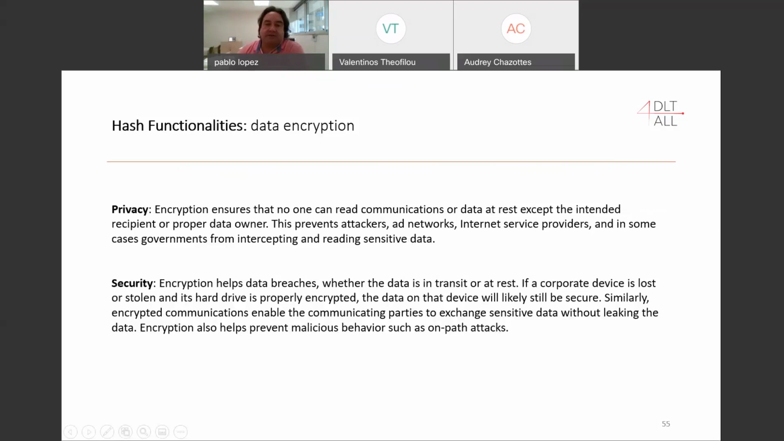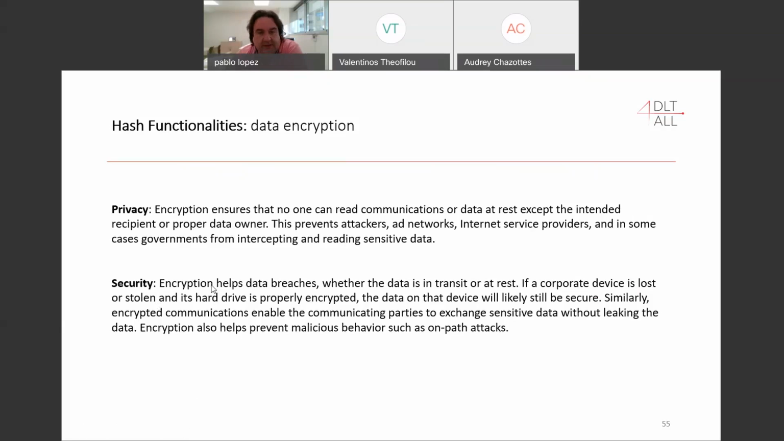Privacy. Privacy ensures that no one can read communication or data at rest except the intended recipient or proper data owner. This prevents attackers, networks, internet service providers, and in some cases government from intercepting and reading sensitive data. That is what we mean when we talk about privacy in data encryption.